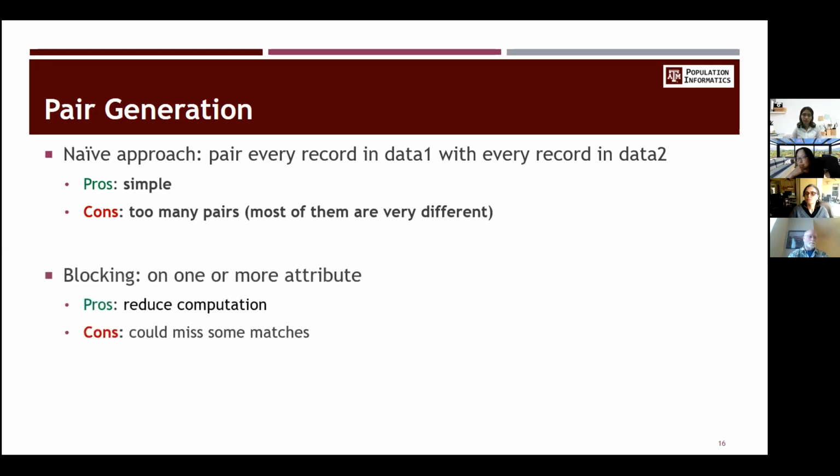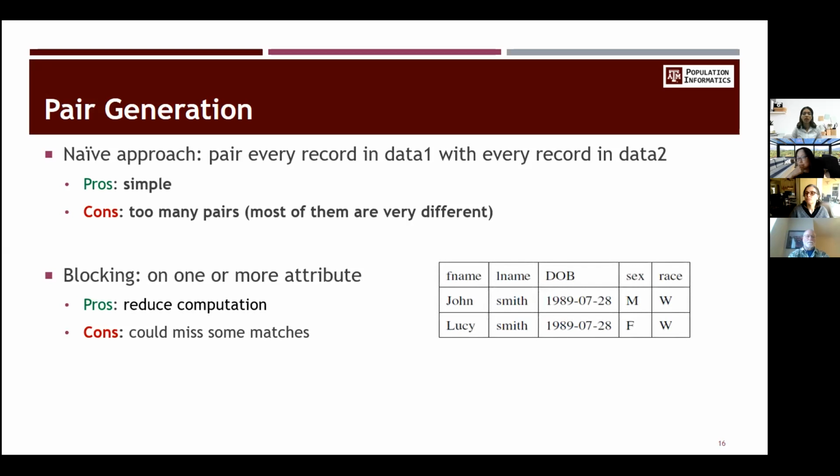So we can use blocking. It means we block the records and generate pairs that have a common attribute. We can block on one or more attributes. For example, here, this pair is generated by blocking on last name and date of birth. In this way, we can reduce the computation, but maybe we miss some matches. For example, there may be some matches in the data that have a typo in the last name.